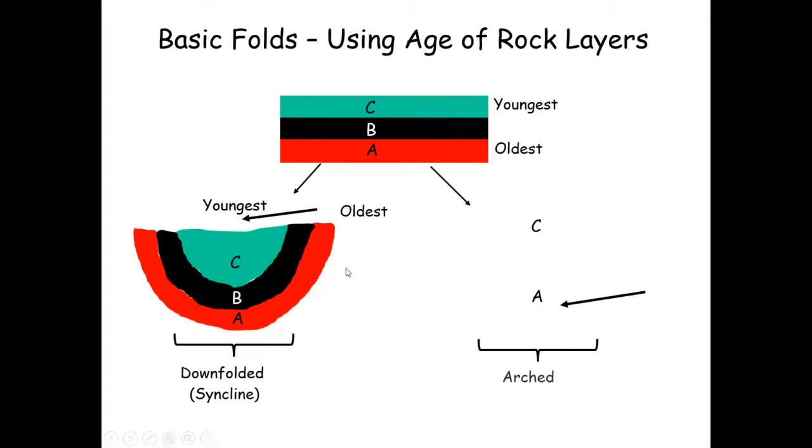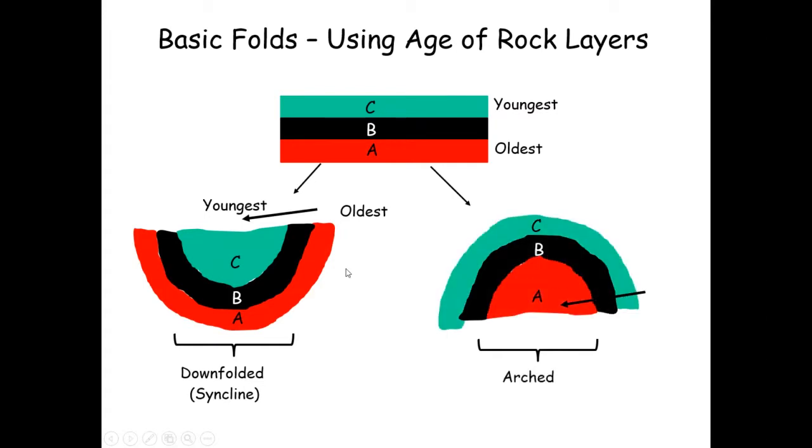If we arch these three layers, so we're doing the exact opposite of what we did previously, A, B, C. So here we're going from the outer edges younger, and the age increases towards the center. And this is an anticline. This will help you with the geology mapping exercise when we're identifying the folds based on the age.